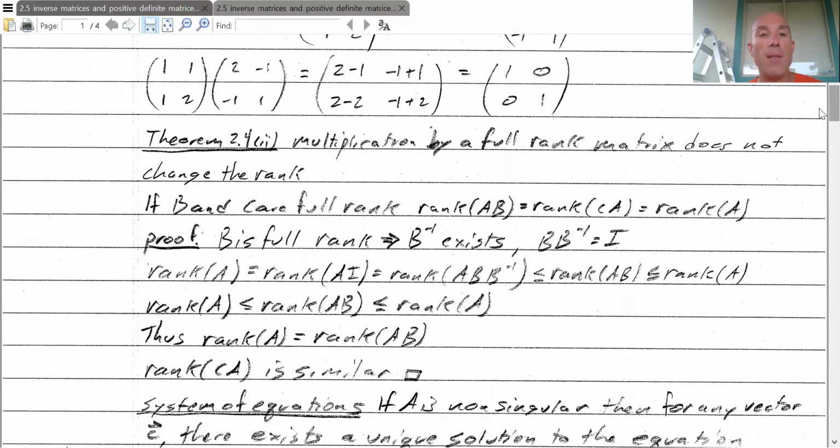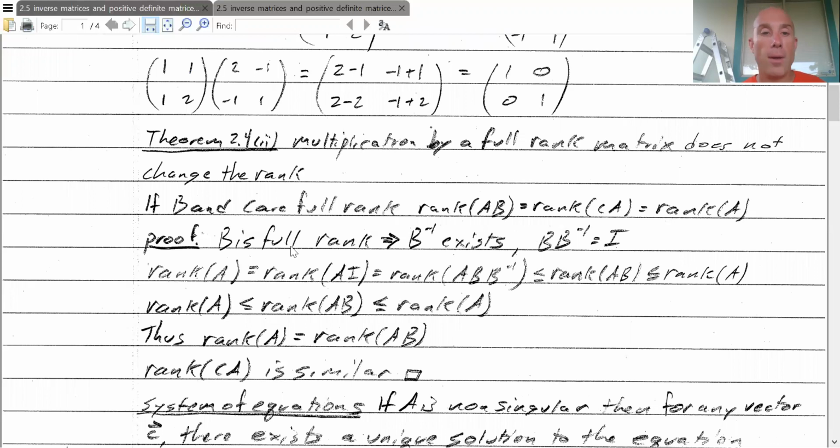So if B and C are full rank matrices and the multiplication that we do is defined, the rank of A times B is equal to the rank of A, and the rank of C times A is equal to the rank of A. All right, so multiplying by a full rank matrix does not reduce the rank.